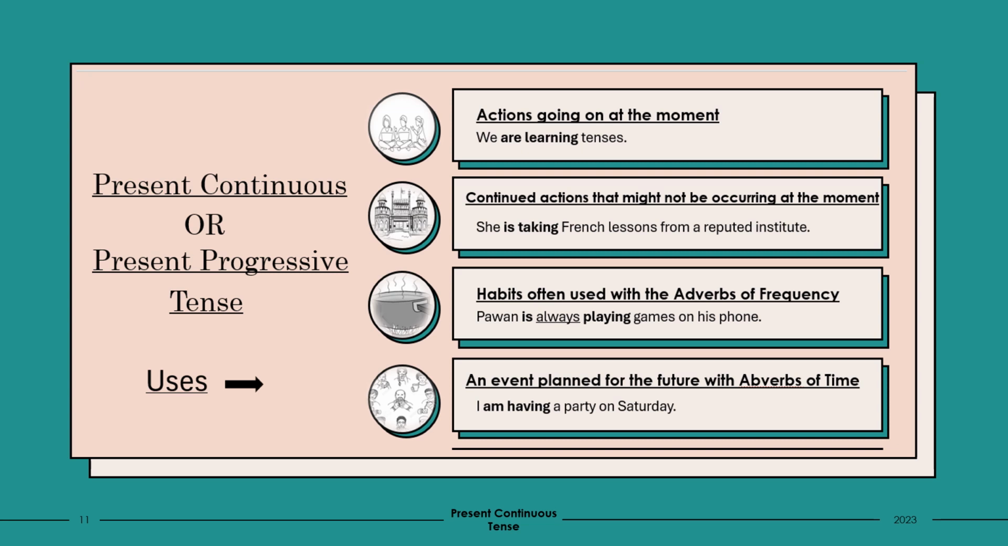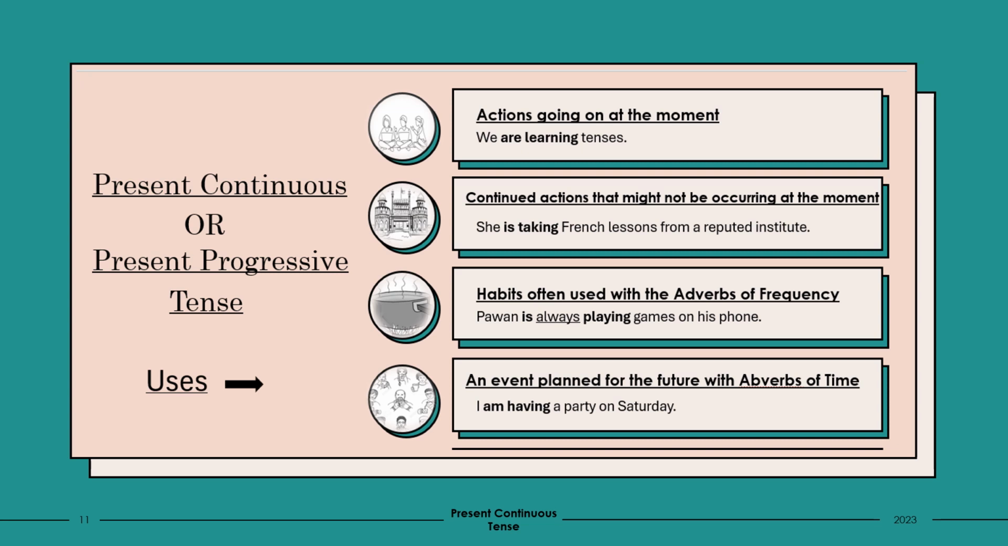Third use is to indicate the habits that are often used with adverbs of frequency. What do we mean by adverbs of frequency? It tells you how many times an action is being done. So Pavan is always playing games on his phone. So it's his habit and he is always busy in his phone.